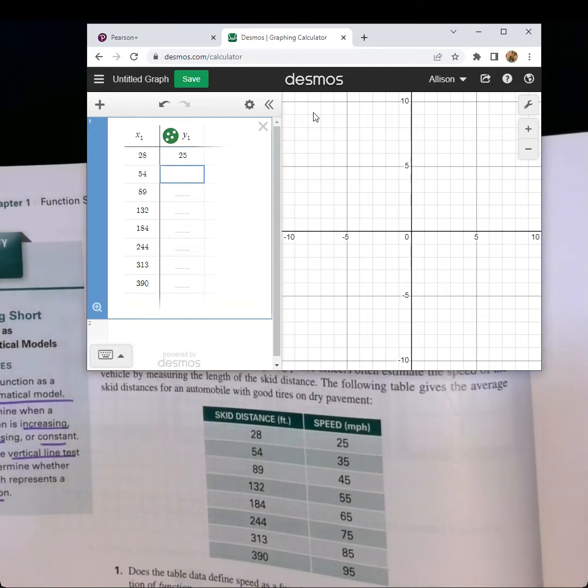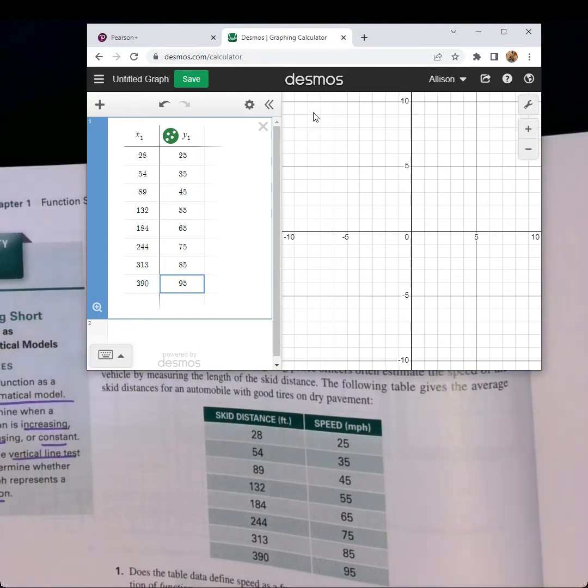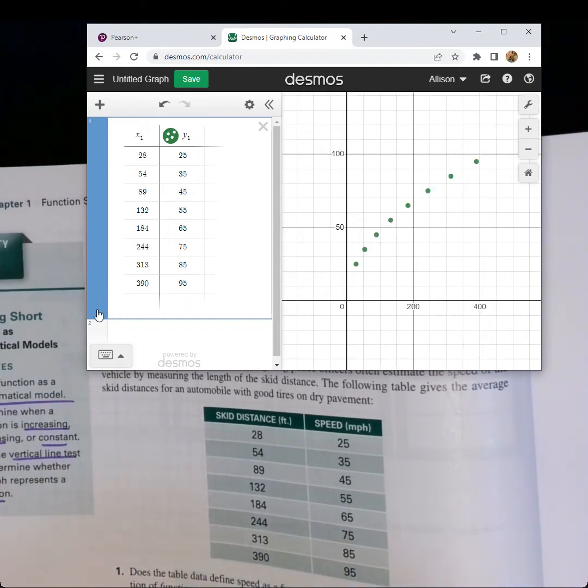I just find that doing all of the inputs first is easier because I can hit enter in between them instead of having to tab over. I don't know. Just makes it nicer for me to type. So I typed in my two columns and then I'm going to zoom fit with the button at the bottom of the table so I can see the data.